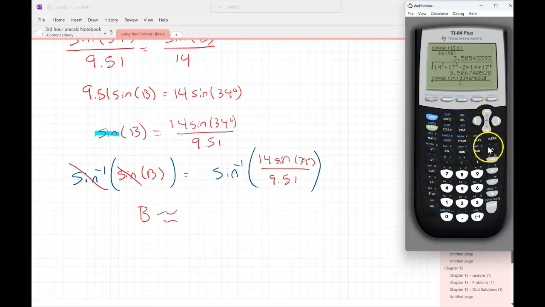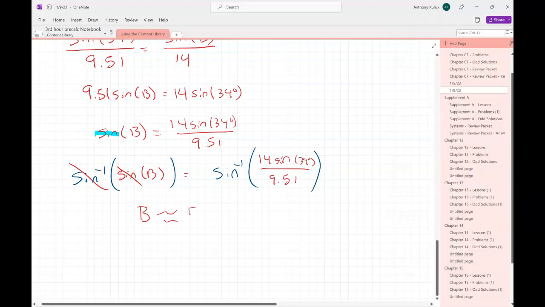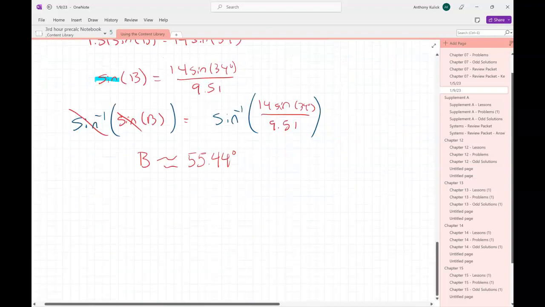Ah, I was afraid of that. Yeah, you just can't see it right now. So I get 5544. And once I have that, how do I find angle C?